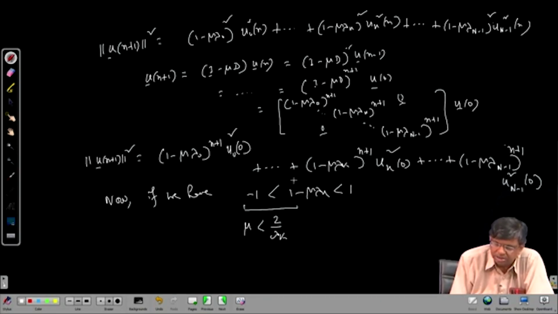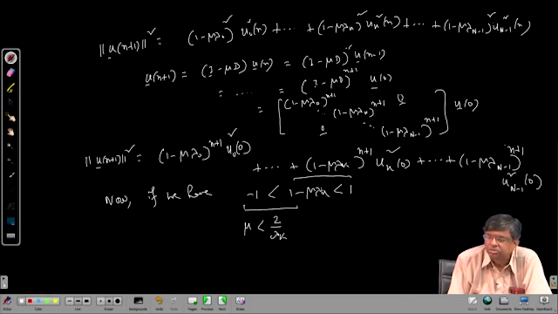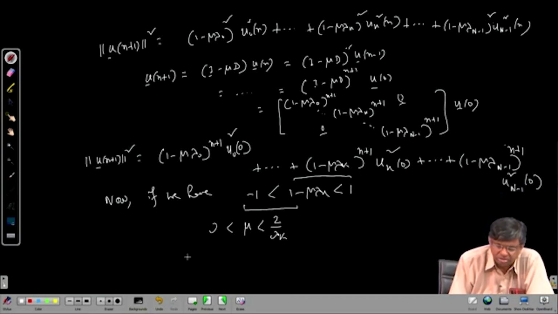And if I take this inequality, 1 cancels. So, minus mu lambda k less than 0, mu lambda k greater than 0. Lambda k is totally real, it is positive because this is an eigenvalue of the input autocorrelation matrix, which is assumed to be positive definite. So if that is positive, mu must be positive. Then only this is greater than 0. So this is the range.